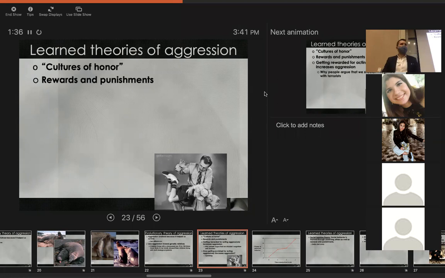There are other ideas that are consistent with the idea that aggression can be learned as well. So before in this class, we talked very, very briefly about classical conditioning and operant conditioning. And operant conditioning in particular is the idea that if you're rewarded for some behavior, that increases the likelihood that you'll perform that behavior in the future. And conversely, if you're punished for a behavior, that decreases the likelihood that you'll engage in that behavior in the future. And so the same principle applies for aggression.